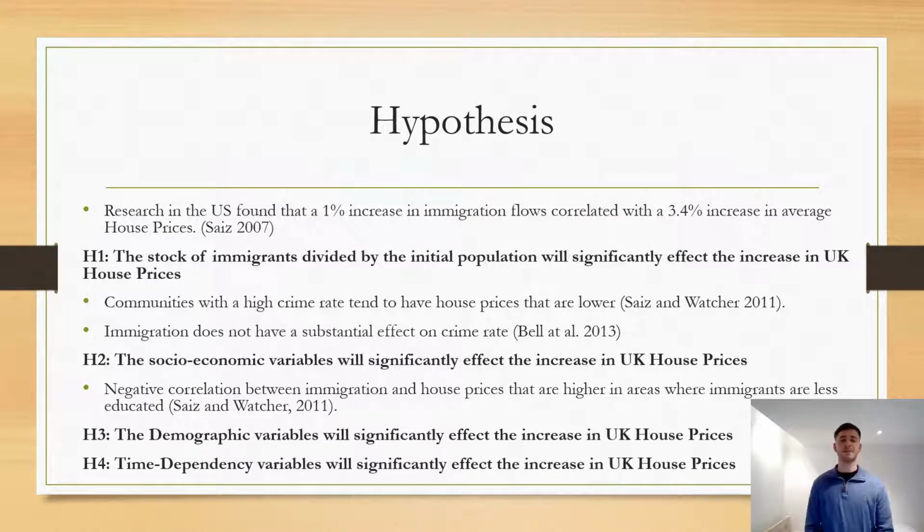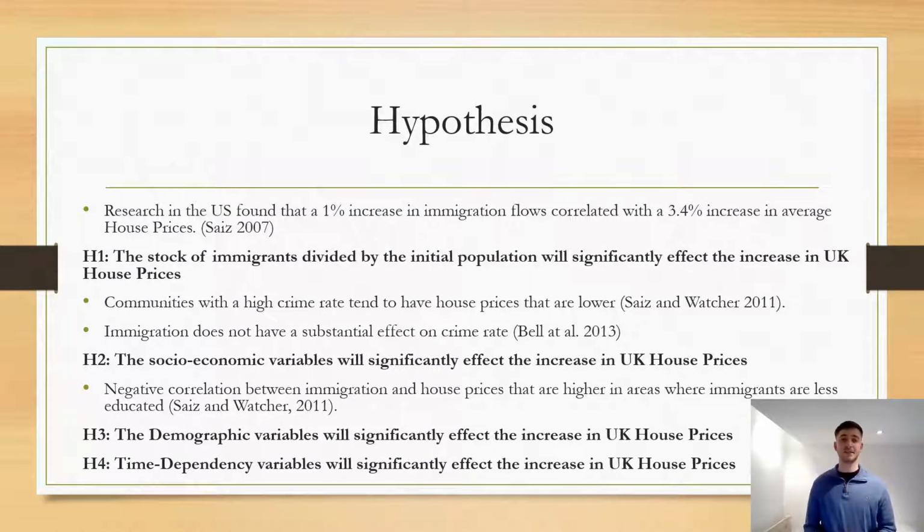The experiment used by SIZE and Batcher discovered a negative correlation between house prices and immigration in areas where immigrants are less educated, prompting me to investigate whether local authorities with higher education institutions have higher house prices. Because jobs in higher education institutions tend to be well paid, I believe that demographic variables will have a significant impact on house prices, and this is my hypothesis 3.